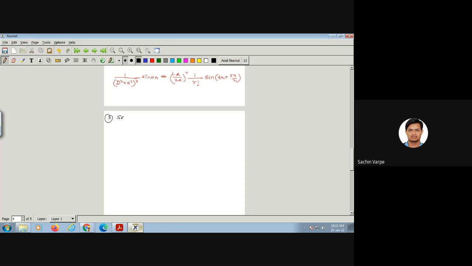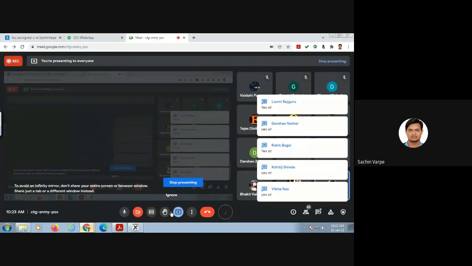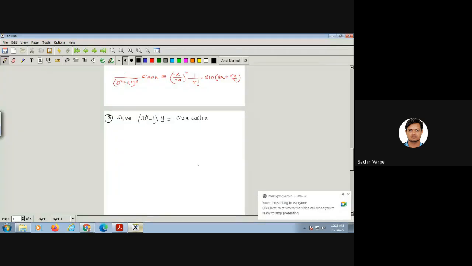Solve (D raised to 4 minus 1) y is equal to cos x into hyperbolic cos x. Very good. Cos x into hyperbolic cos x. So what is the complementary function first? Here the auxiliary equation is D raised to 4 minus 1.